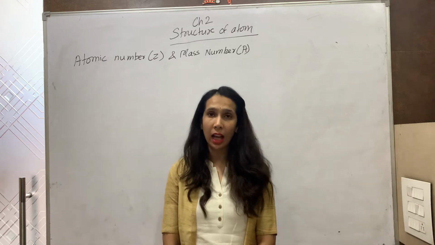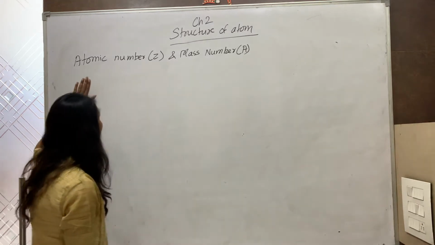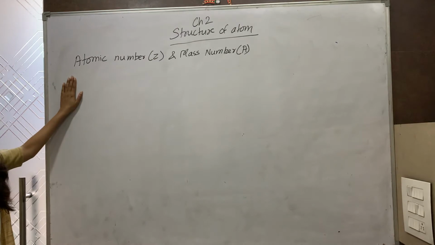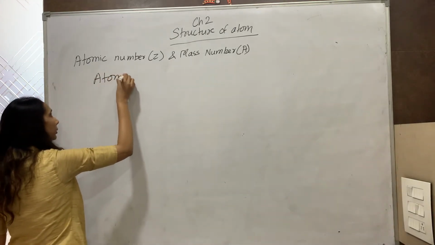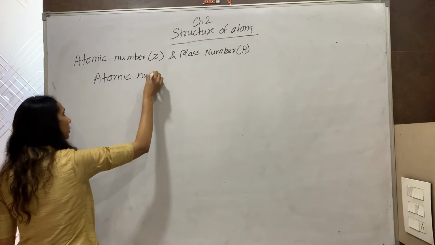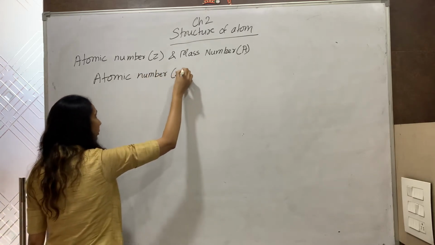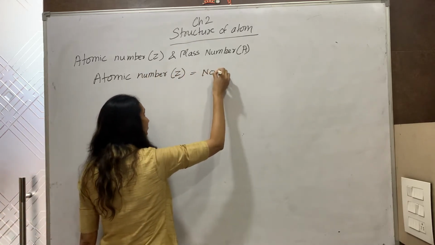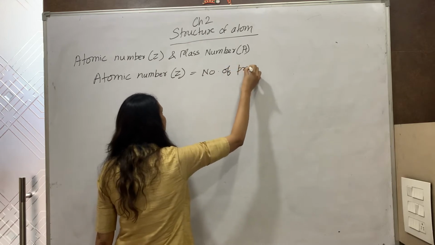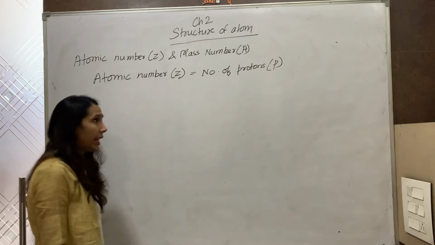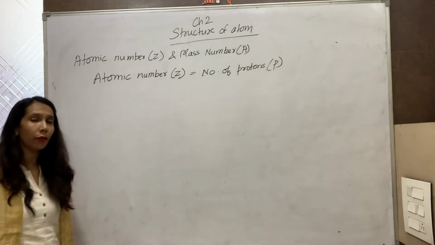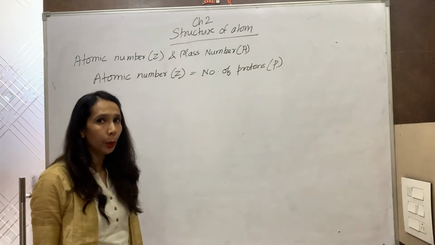Now in this class, we will be starting with the next topic: atomic number, represented by Z, and mass number, represented by A. Atomic number for an atom will be equal to the number of protons. Atomic number Z represents the number of protons present in the nucleus.